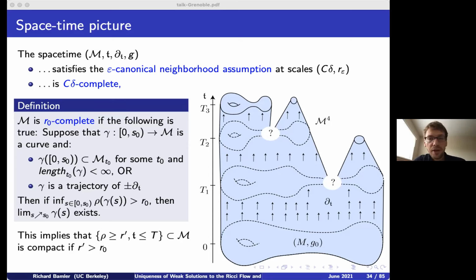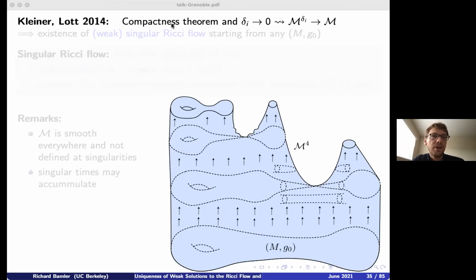So what Kleiner and Watt did in 2014 is that they proved a compactness theorem for Ricci flow spacetime. So there's a good sense of convergence of Ricci flow spacetimes, similar to Cheeger-Gromov convergence, and they basically proved the corresponding theorem to Cheeger-Gromov compactness for Ricci flow spacetimes. And then they did the following.